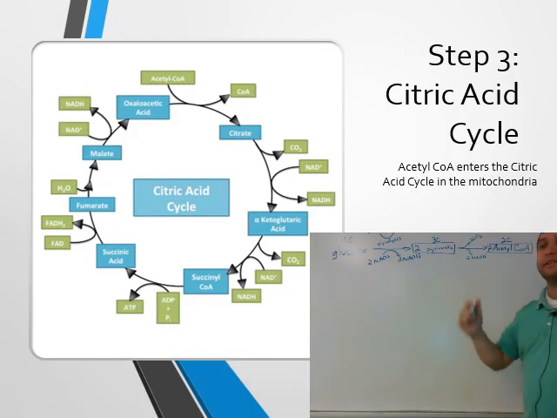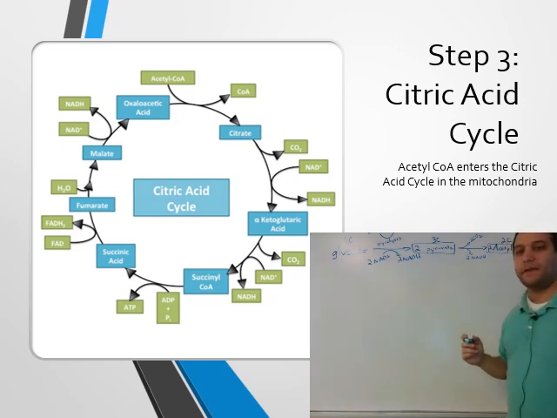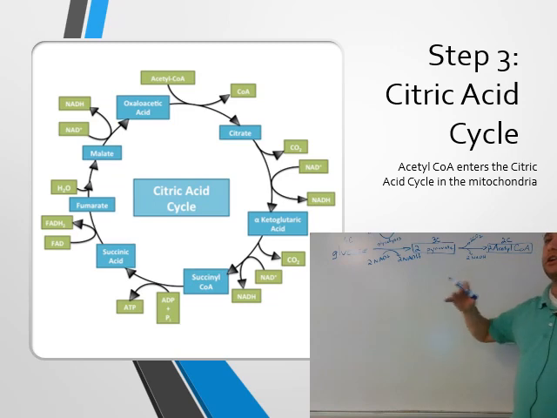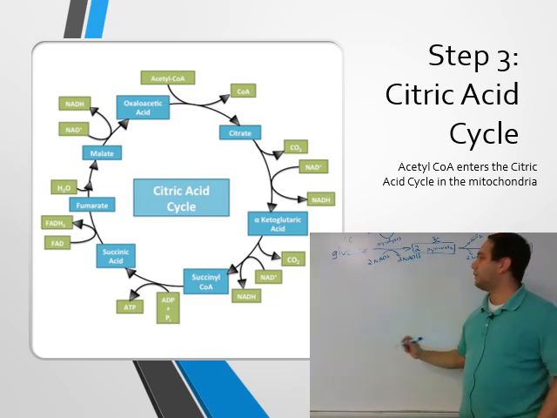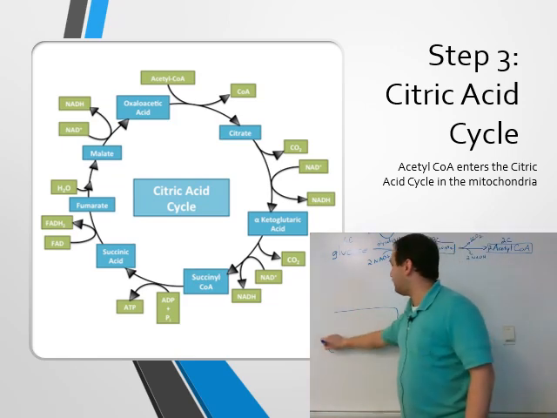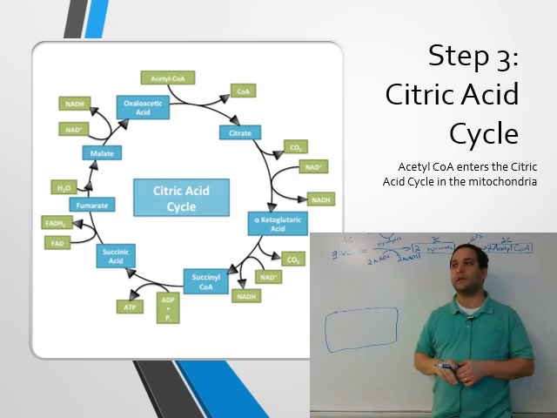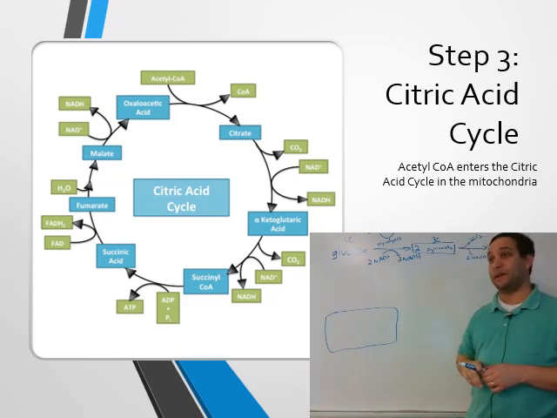Step 3, the citric acid cycle, otherwise known as the Krebs cycle. This occurs inside the mitochondrion. Remember, the mitochondrion is a double membrane-bound organelle. What are the other two double membrane-bound organelles? Chloroplast and the nucleus.